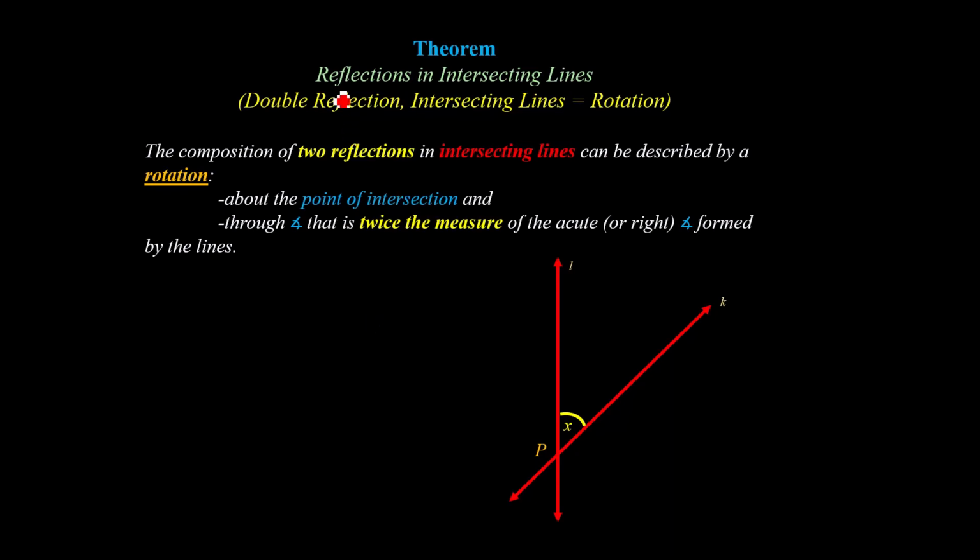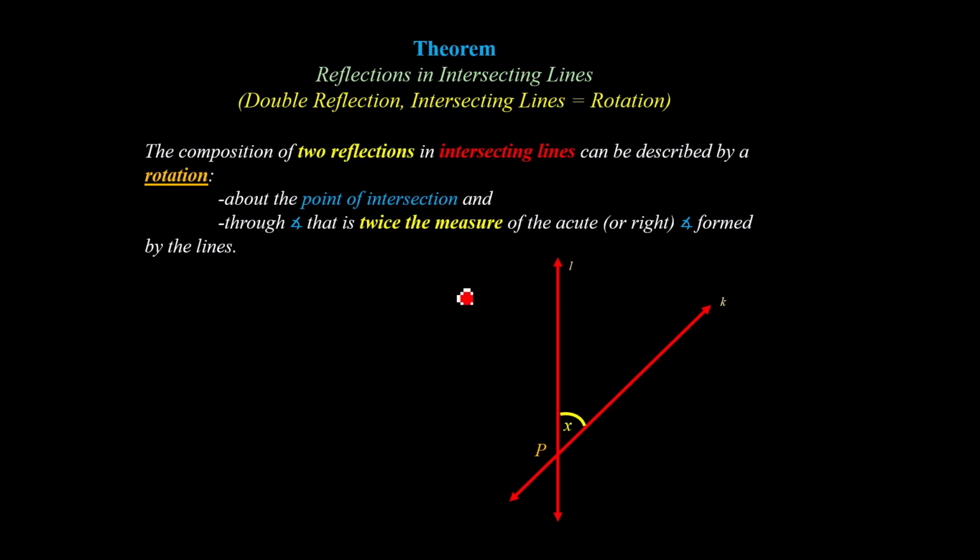So precisely the theorem is about reflections in intersecting lines. The way I remember is a double reflection in the intersecting lines equals rotation. So double reflections across intersecting lines equals a rotation. The composition of two reflections in intersecting lines can be described by a rotation. So if you do two reflections across intersecting lines, that can be described by a rotation.